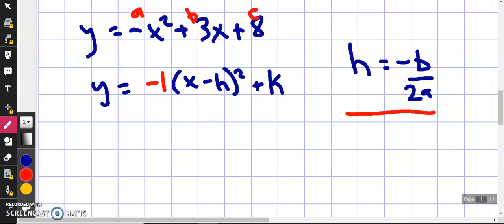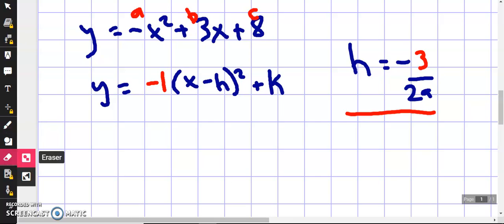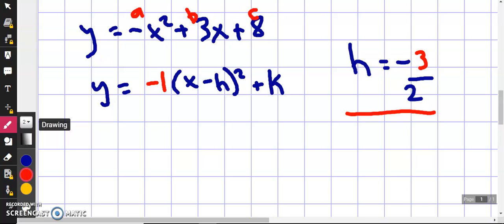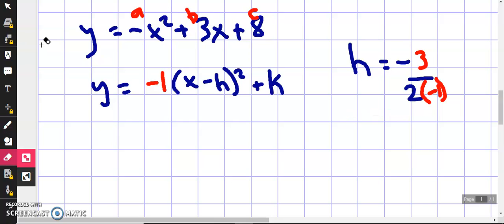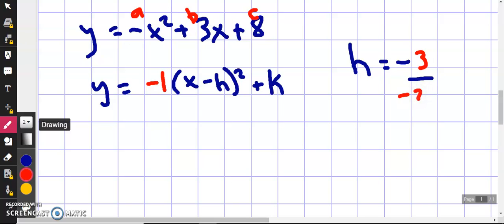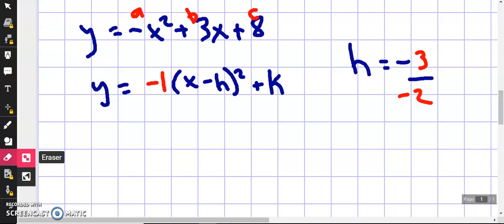From my standard form equation, I know that b is whatever number is in front of x, so I'll change that b to a 3. And then a, once again, is the coefficient of x squared. So we'll switch that a to a -1, and then simplify that fraction as much as possible. On the bottom of the equation, -1 times 2 will give me -2. When I'm dividing, two negatives make a positive, so the h is just going to be 3/2.